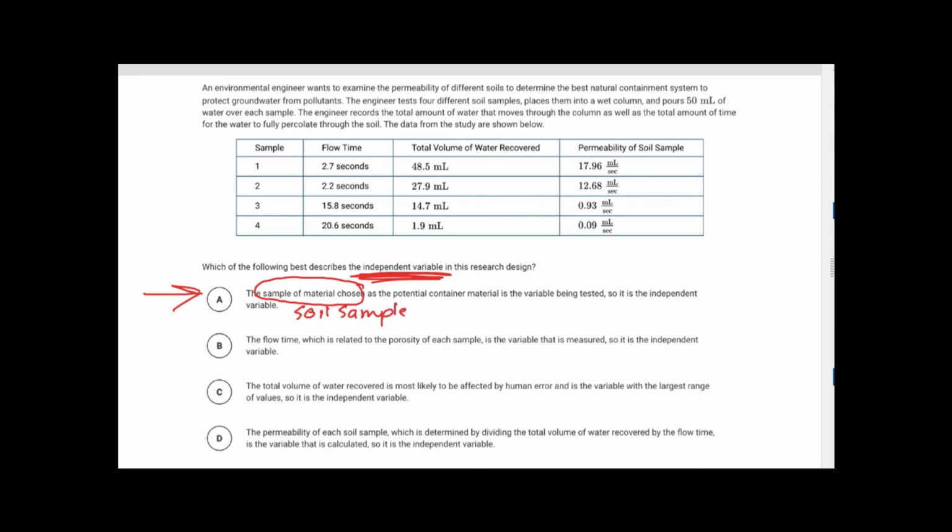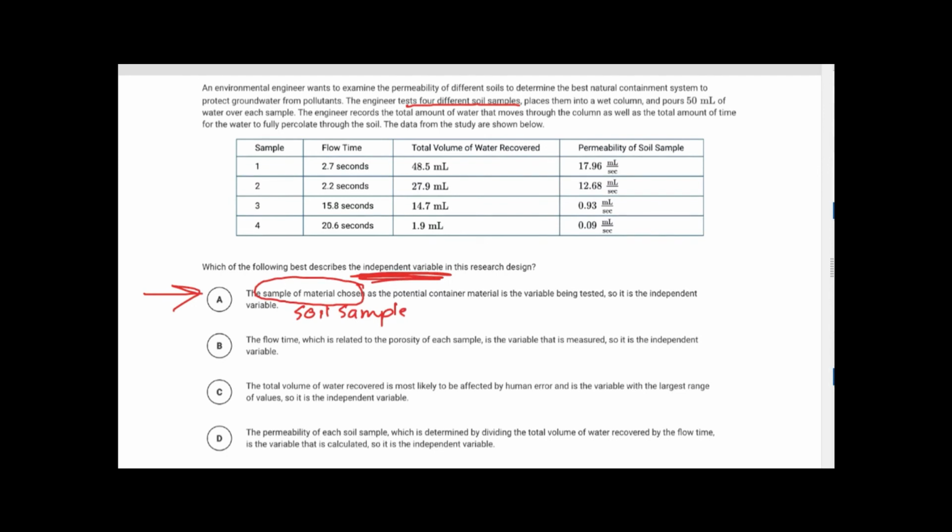And so basically, each of these different soil samples, see, they're testing 4 different soil samples. That's the thing that they're testing. That's the thing that they're figuring out the difference between. And so that's going to be their independent variable, okay, is that soil sample.